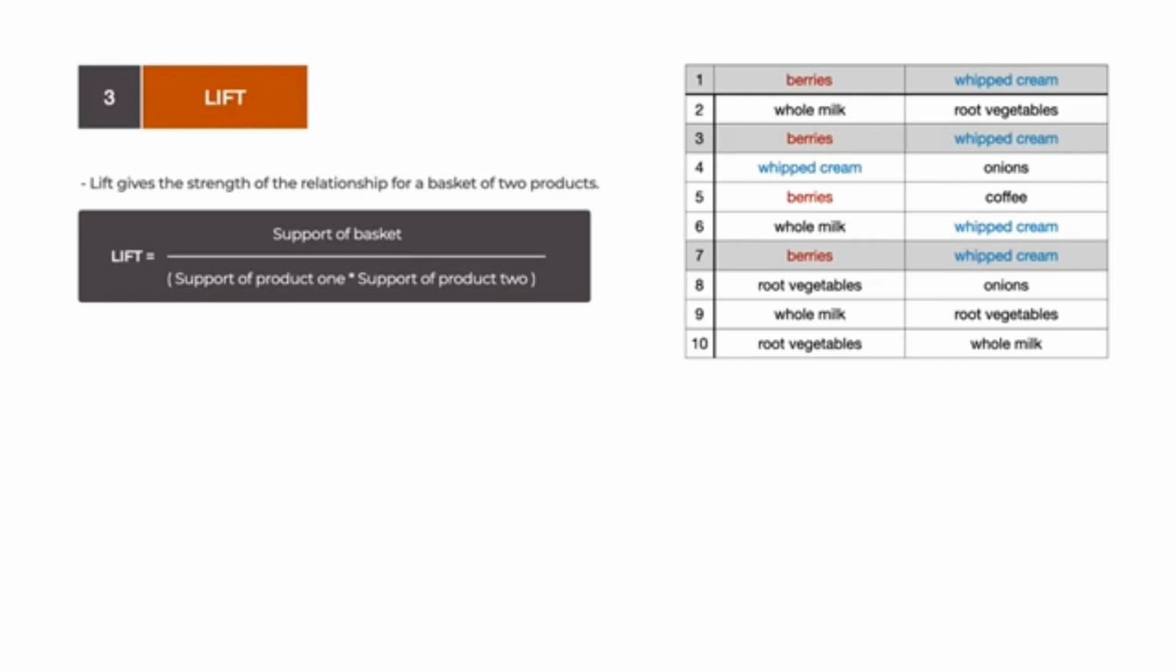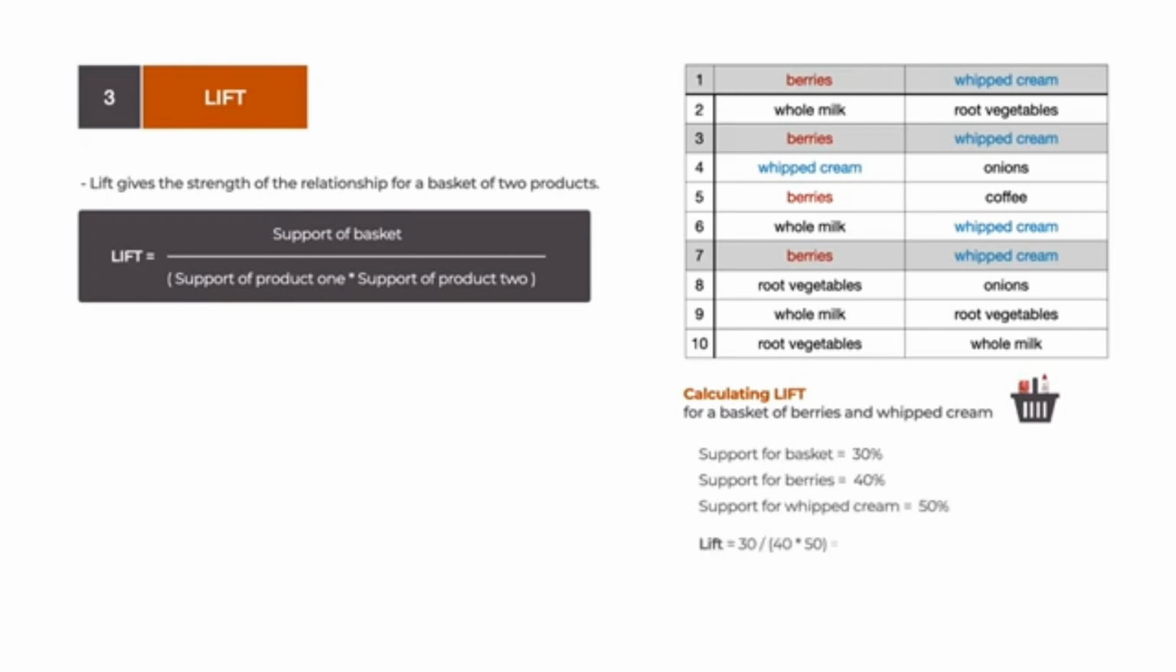Let us look at our sample data and calculate lift for the basket containing berries and whipped cream. We have already done the calculations and know the support values as shown here. So the lift for our basket is support of basket, which is 30%, divided by support of berries and whipped cream, that is 40% times 50% respectively, which evaluates to 1.5. Note that lift is not calculated as a percentage, but rather as a decimal number. So what does this mean?